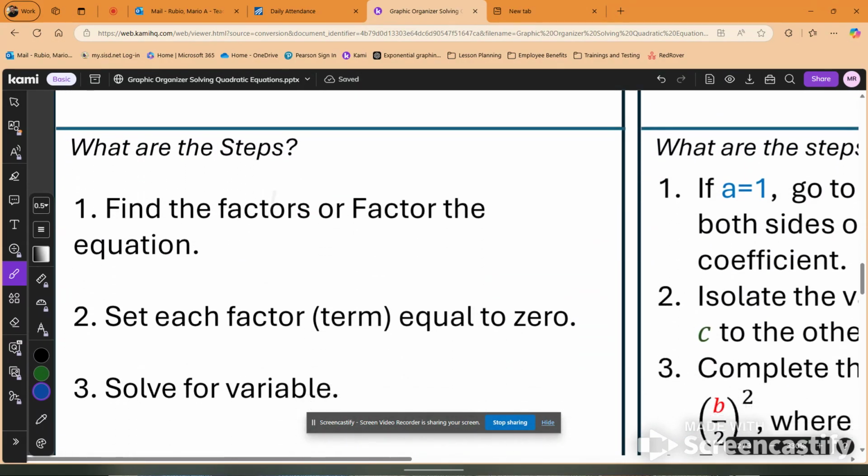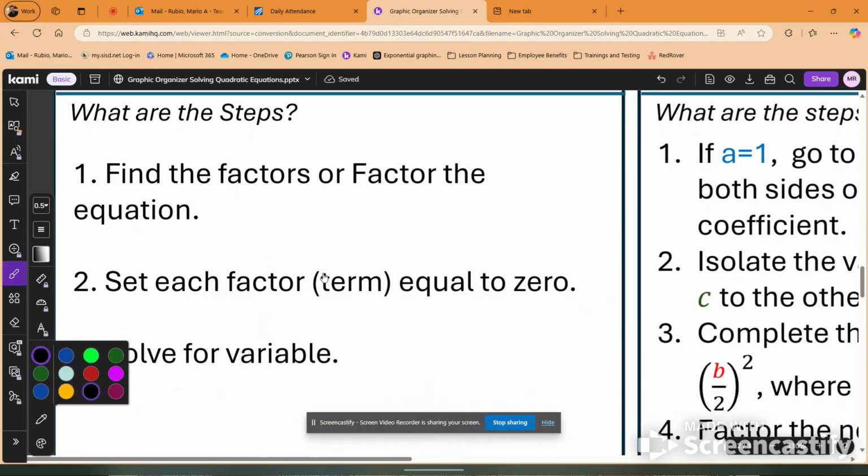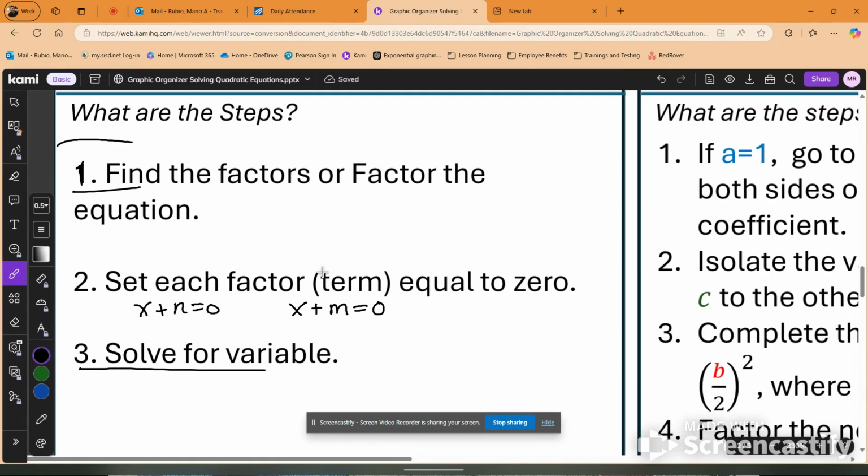When can we use it? And I want you to fill in the steps. What are the steps? Well, the first step is we need to find the factors, or factor the equation. That's where we're breaking it out into 2 binomials. And then you're going to set each term equal to 0. So whatever the factors are, x minus n or x plus n is equal to 0, and the second one, x minus or plus m, is equal to 0. Whatever these numbers are, you set them equal to 0, and you solve for x as your last step, or solve for the variable. These steps are what I want you to write down in your graphic organizer if you're in Group 1.